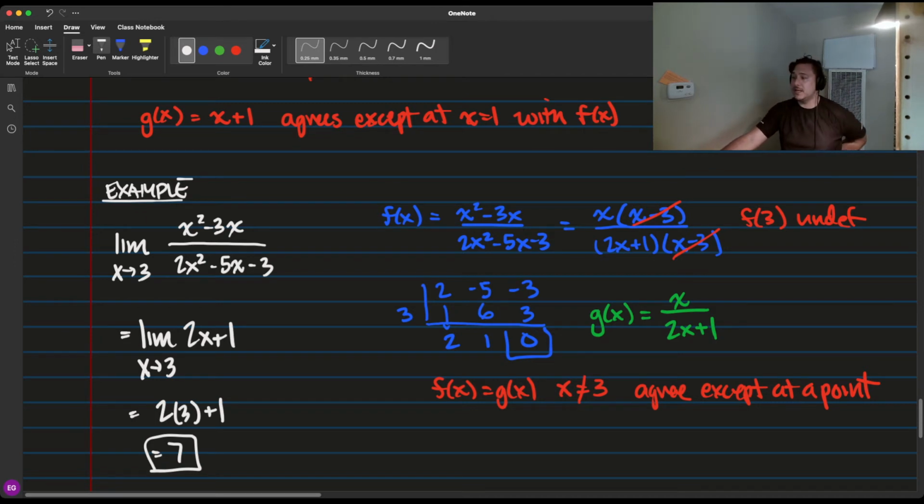So a very common technique: you start with your f of x, you factor, stuff cancels, and what you are left with agrees except at a point. We know that if two functions agree except at a point, then the limit of those two functions is equal to each other, right? The limit of f equals the limit of g. You calculate g by direct substitution, and you're done.